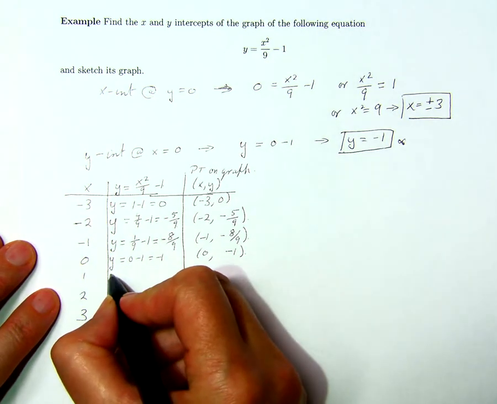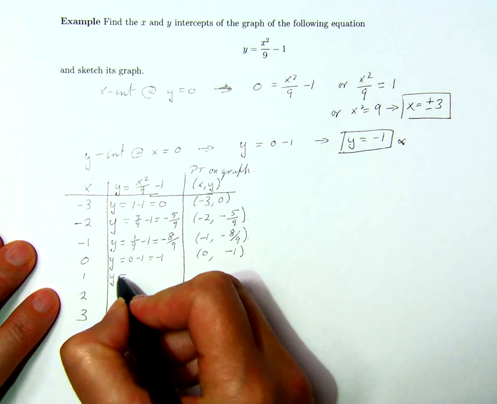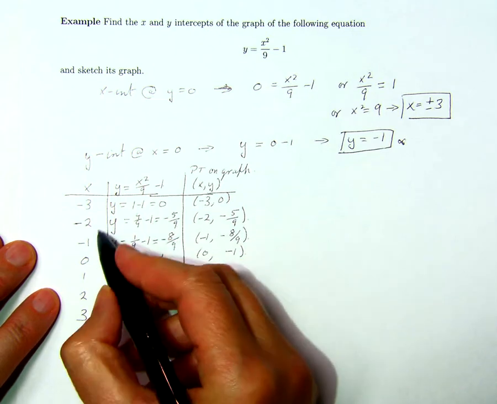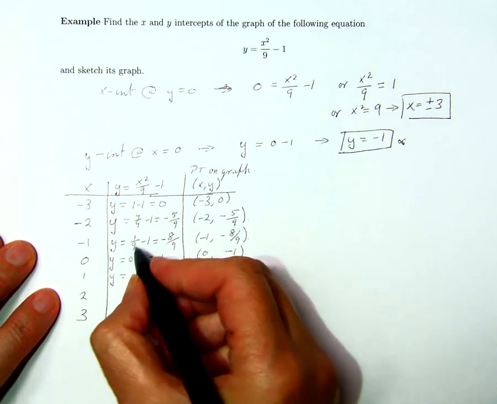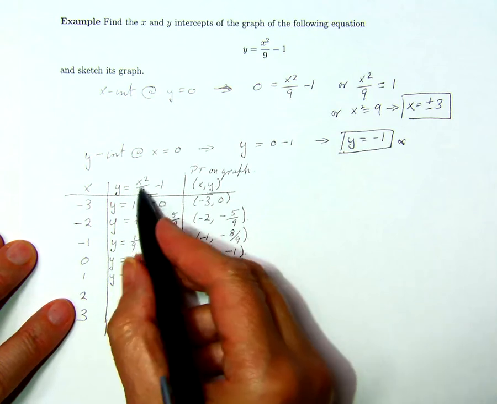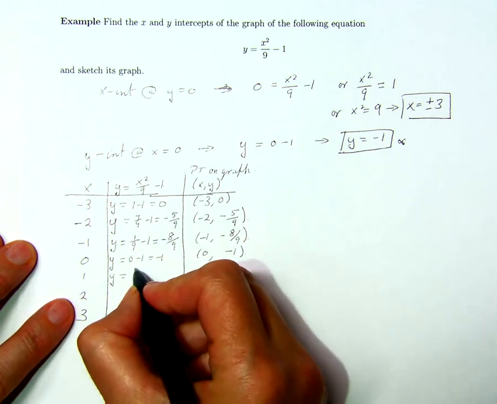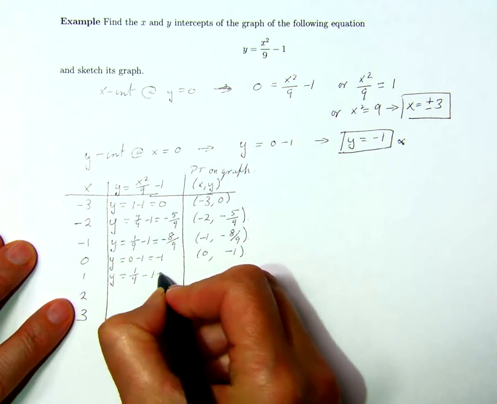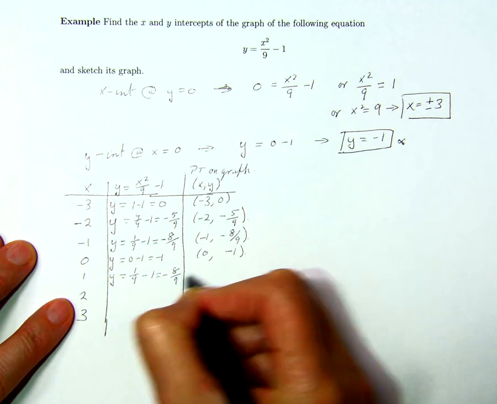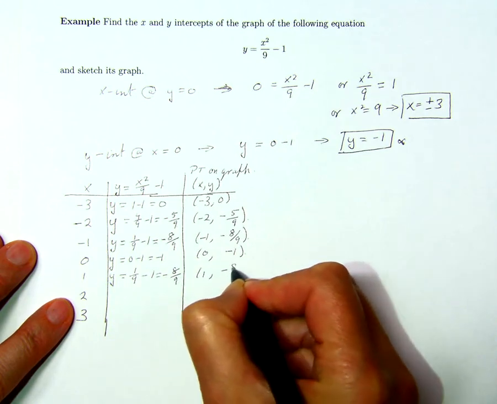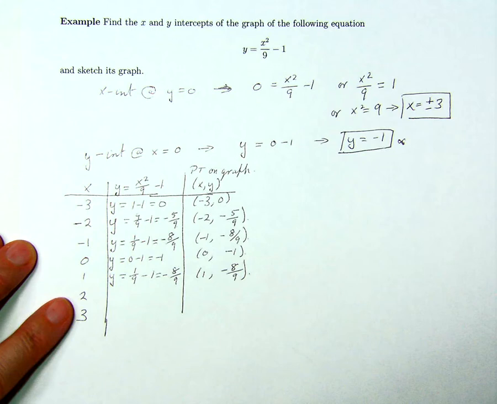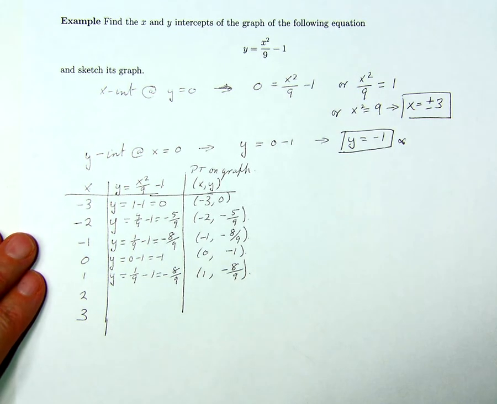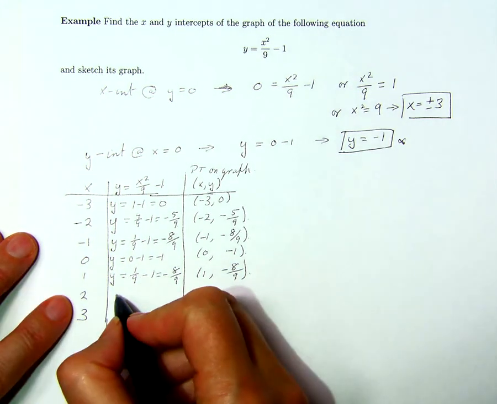When x equals 1, y equals the same thing we got when x equals minus 1, because the x is squared in the formula. It's 1 over 9 minus 1, which is minus 8 over 9. So I have some symmetry here, which we'll see on the graph in a moment.